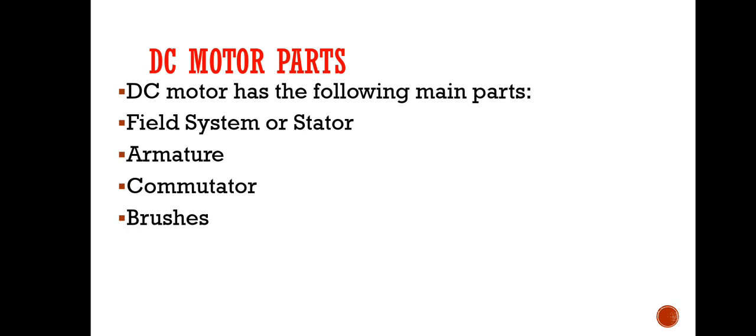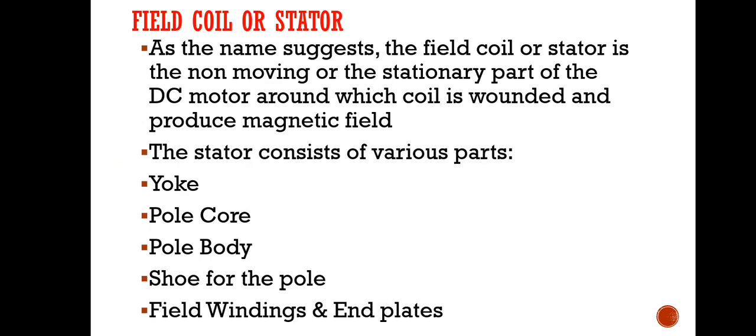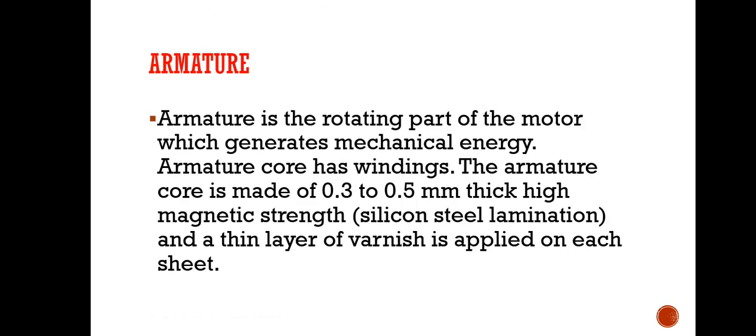Main parts of the DC motor: field system or stator, armature, commutator, brushes. Stator. As the name suggests, the field coil or stator is the non-moving or stationary part of the DC motor, around which the coil is wound to produce a magnetic field. The stator consists of various parts: yoke, pole core, pole body, shoe for the pole, field windings, and end plates.